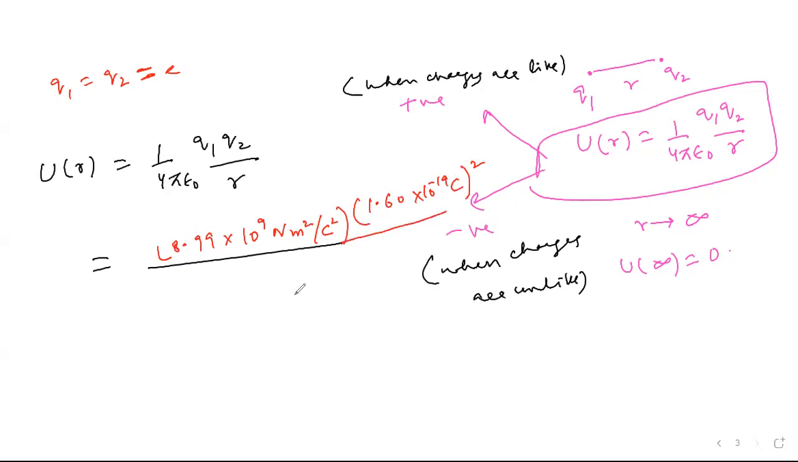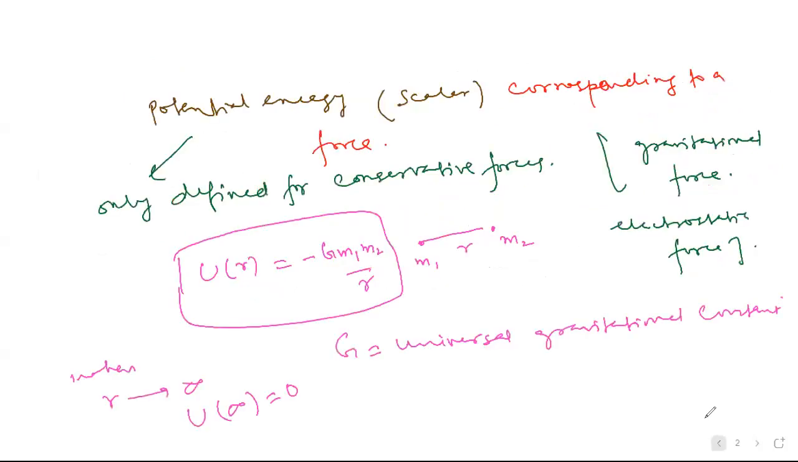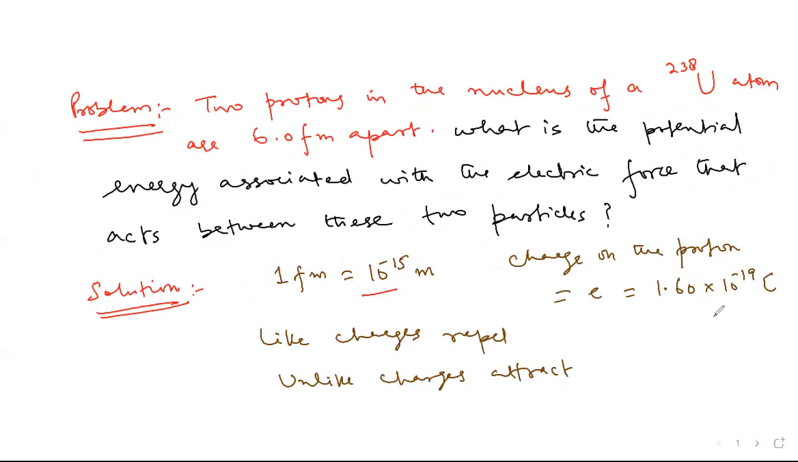Let me extend this line. And we have R, which is 6 Fermi, is 6.0 into 10 raised power minus 15 meter. 1 by 4 pi epsilon naught is 8.99 into 10 raised power 9 Newton meter square per coulomb square. Then we have Q1, Q2 both equal to E. So it will become E square, which is 1.60 into 10 raised power minus 19 coulomb square. Then we have distance between the protons, which is 6 Fermi, which is 6 into 10 raised power minus 15 meter. Because I have told you 1 Fermi is this much distance and E is this much value.